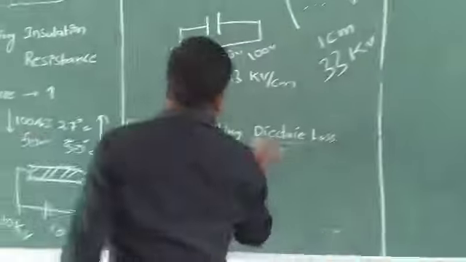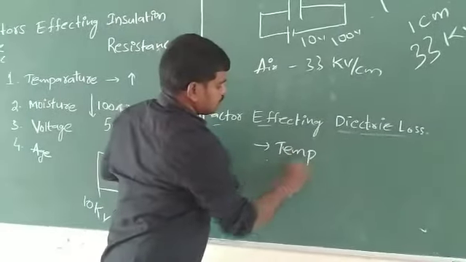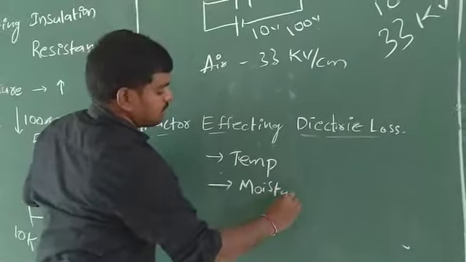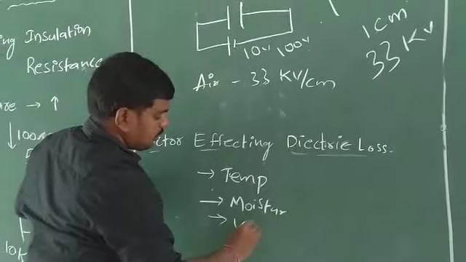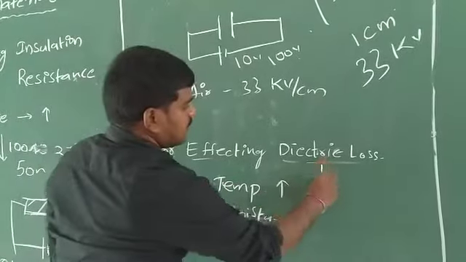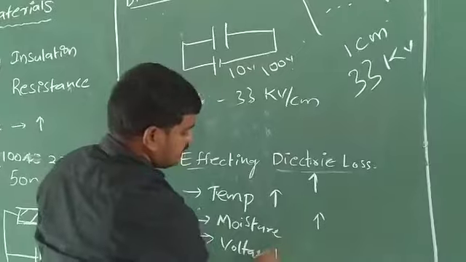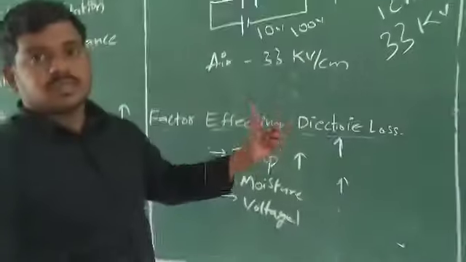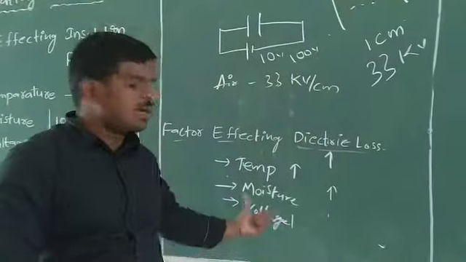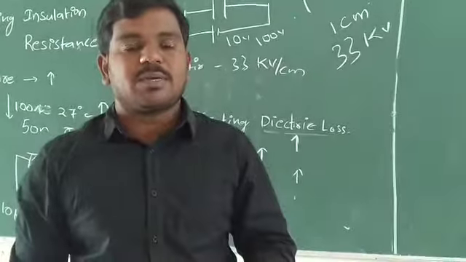The factors affecting dielectric loss are the same: temperature, moisture, and voltage. As the temperature increases, dielectric loss increases. As moisture increases, dielectric loss increases. As voltage increases, dielectric loss also increases. So dielectric loss increases with the increase of temperature, moisture, and voltage. In the next class, we are going to see different types of insulating materials.